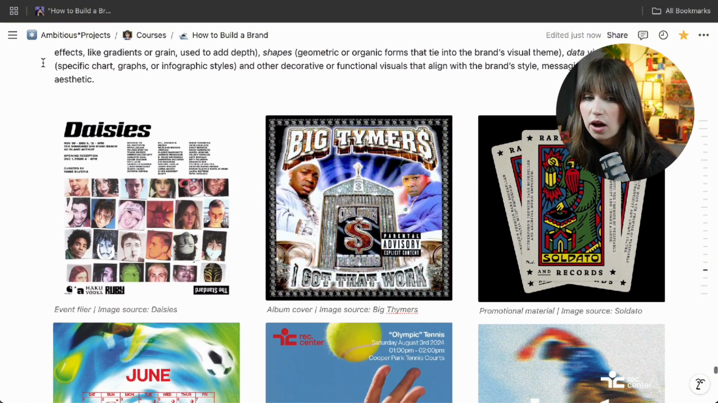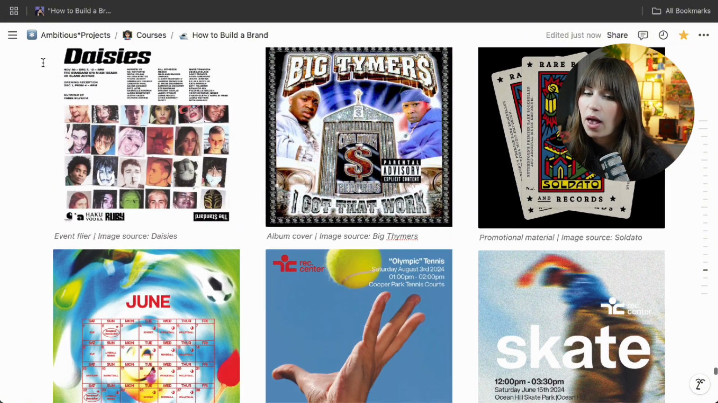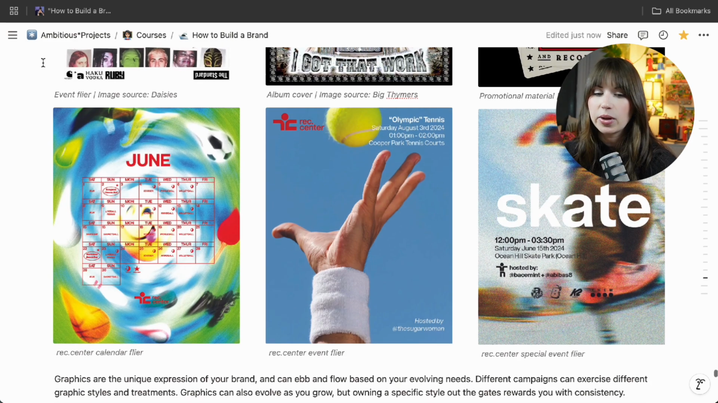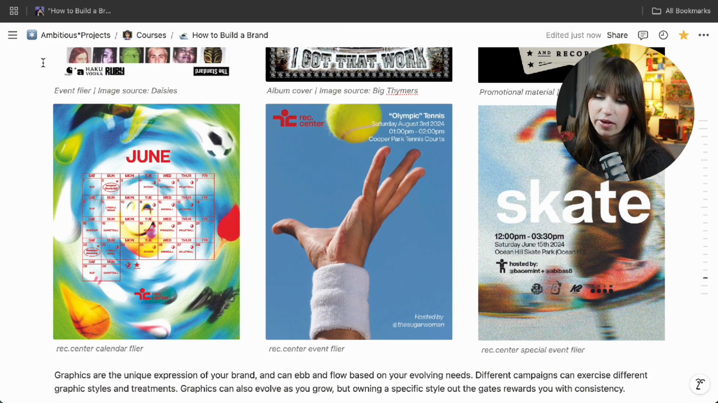So we have a couple of external examples here of flyers and album covers and promotional material, and then in the world of Rec Center we have our calendar flyer, an event flyer, and a special event flyer. Graphics are a very unique expression that evolve on a pretty consistent, regular basis, but I just want to keep harping on the fact that we are identifying the core elements of your brand. This is the brand identity system.